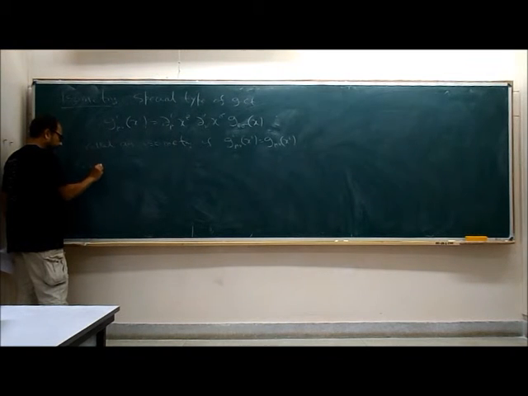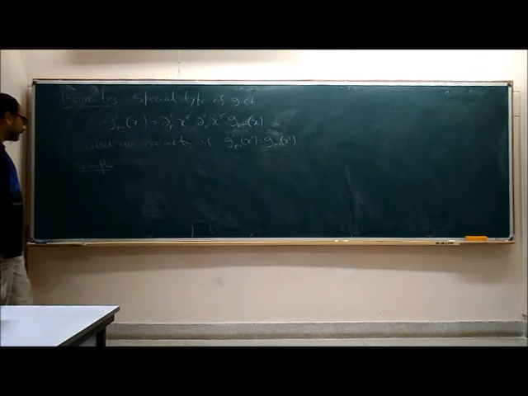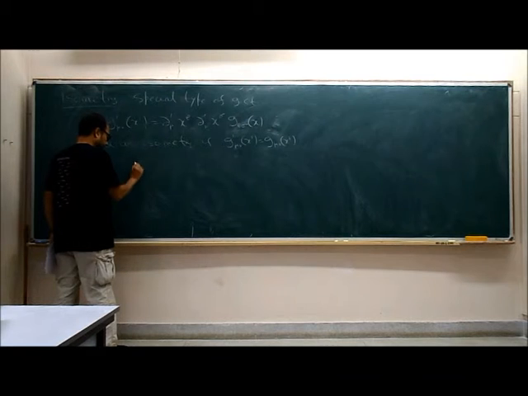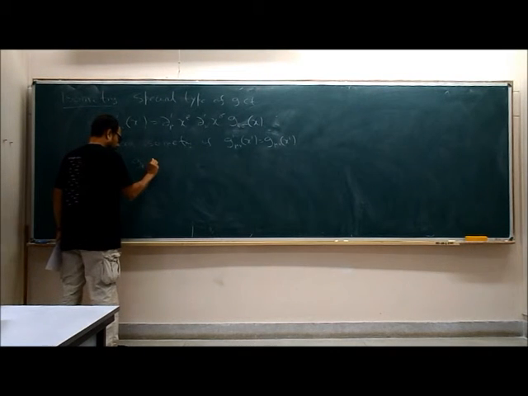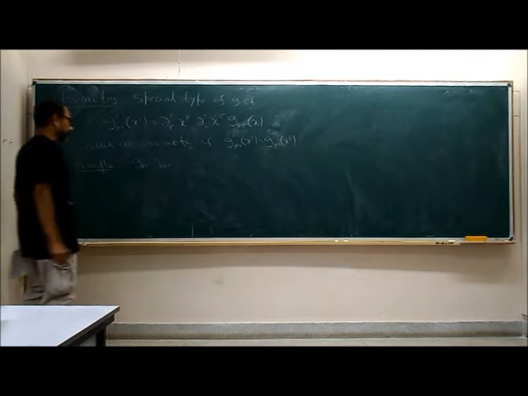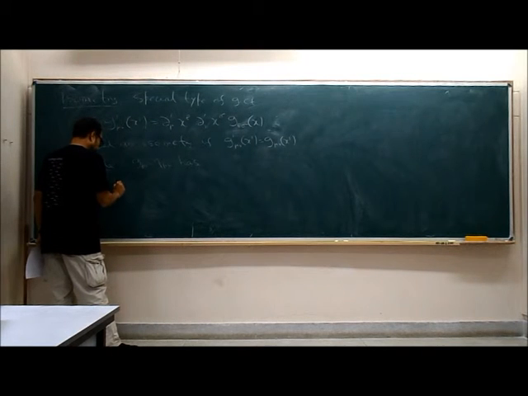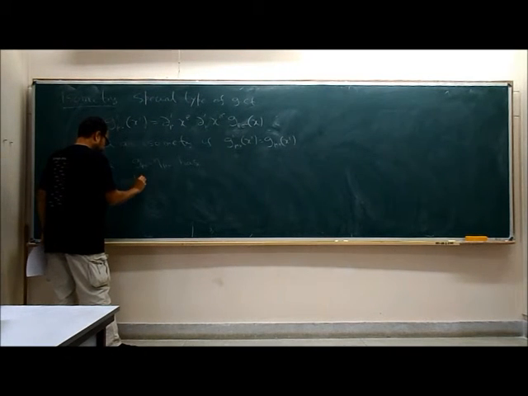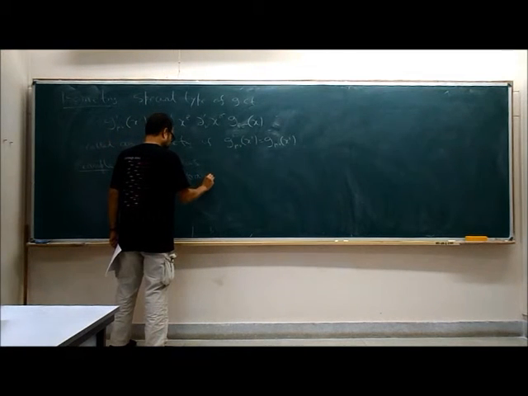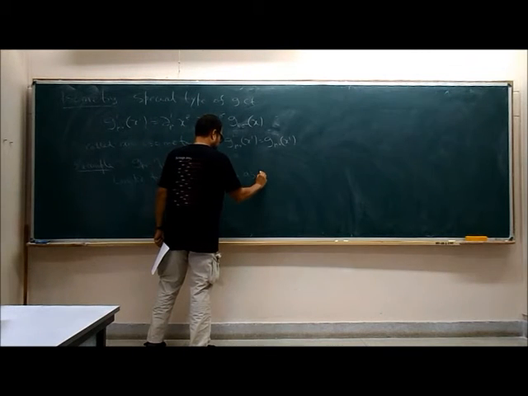Let me give an example: flat Minkowski spacetime, G mu nu equal to eta mu nu. This has Lorentz transformation and translation as isometries.